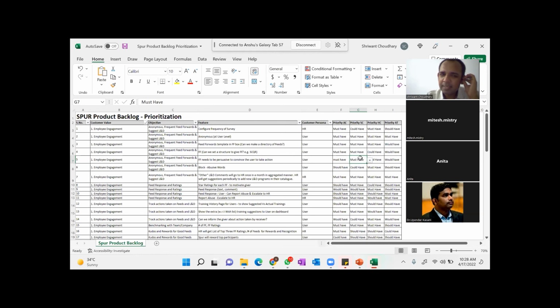Yes. So under priority AC, SC, HC, AT, these 4 people are HRs. No. These 4 people are the stakeholders of the product. So naturally, in this case, if you put an HR as a user, for them it is maybe must have, but from an employee perspective, they don't care about it. Yes, right? So that is what I wanted to understand, right?